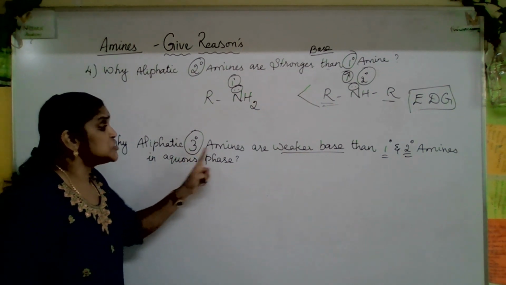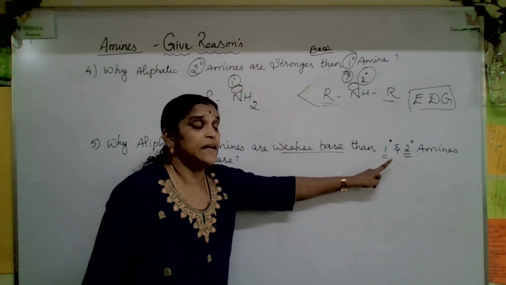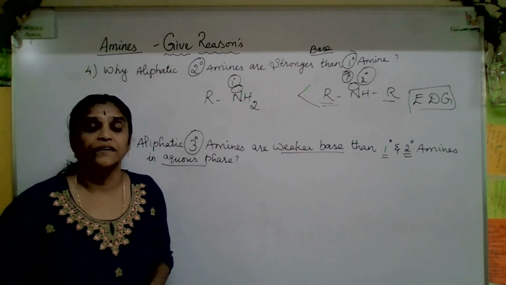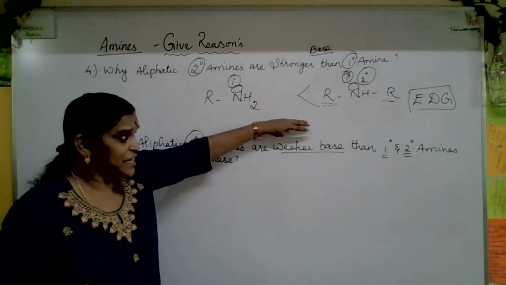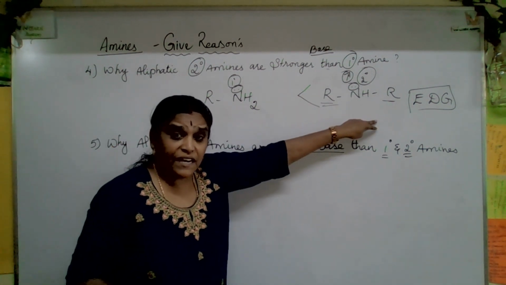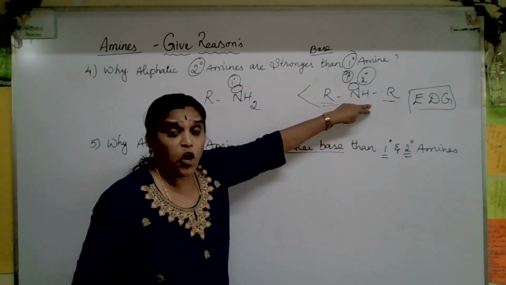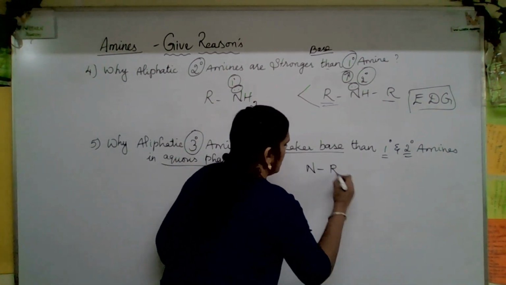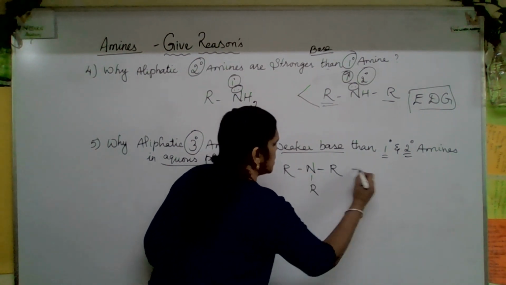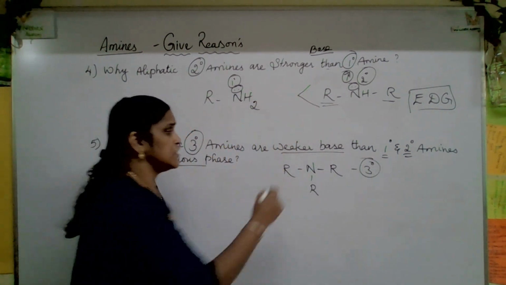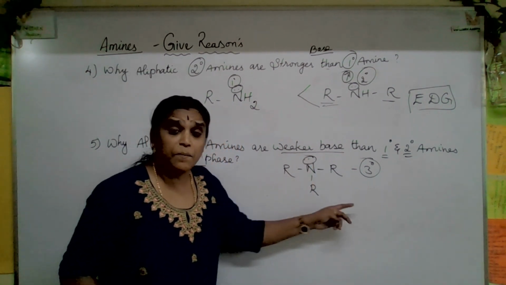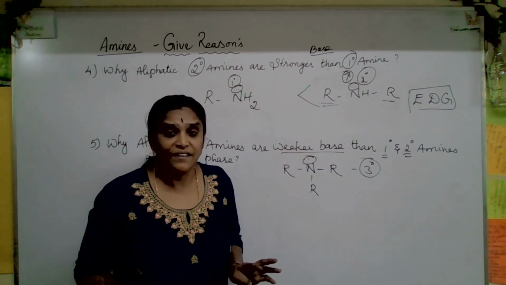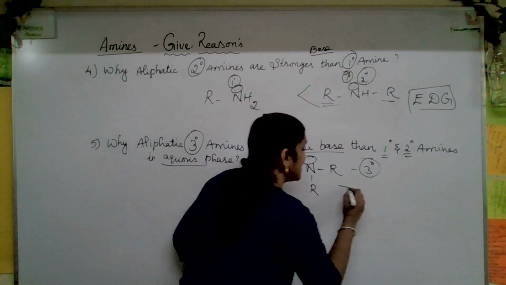Now the next question: why are aliphatic tertiary amines weaker bases than primary and secondary amines in the aqueous state? Note the point. According to the earlier point, as the number of alkyl groups increases, the base is stronger. The same idea applies here: nitrogen with three alkyl groups is a tertiary amine with a lone pair of electrons. The number of alkyl groups is increasing, so naturally it will be stronger, isn't it? Yes, it will be stronger in the gaseous state.